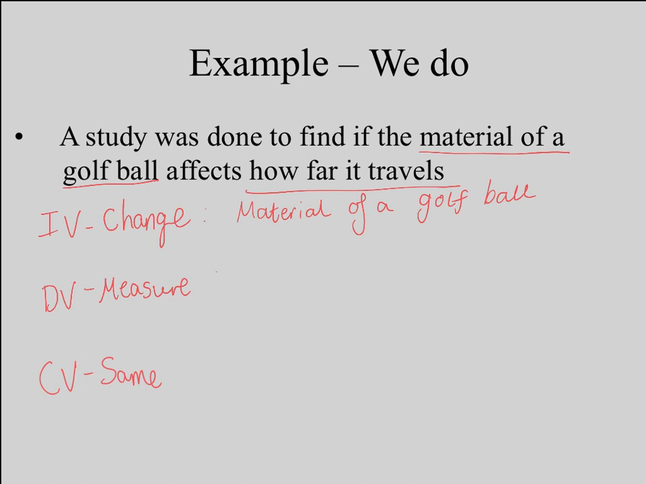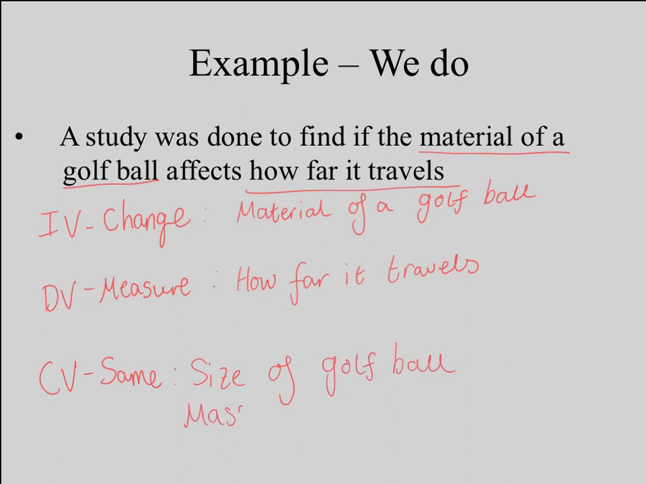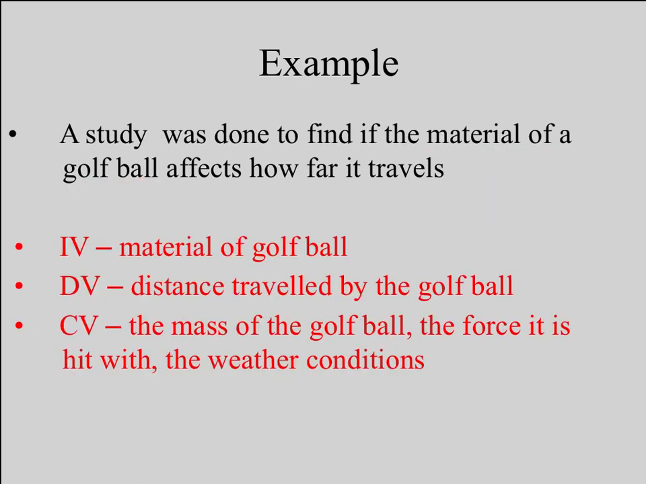What are we measuring? How far it travels. What are we going to keep the same? So what kind of things do we need to keep the same? The size of the golf ball. Mass of golf ball. And there's most probably loads of other ones, but that'll help you. Oh, so mass of the force it's hit with. Again, weather conditions, how far it has to travel.